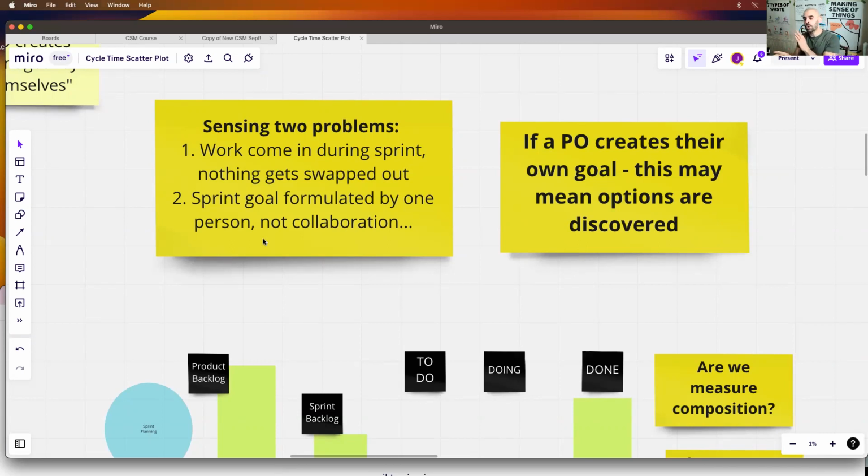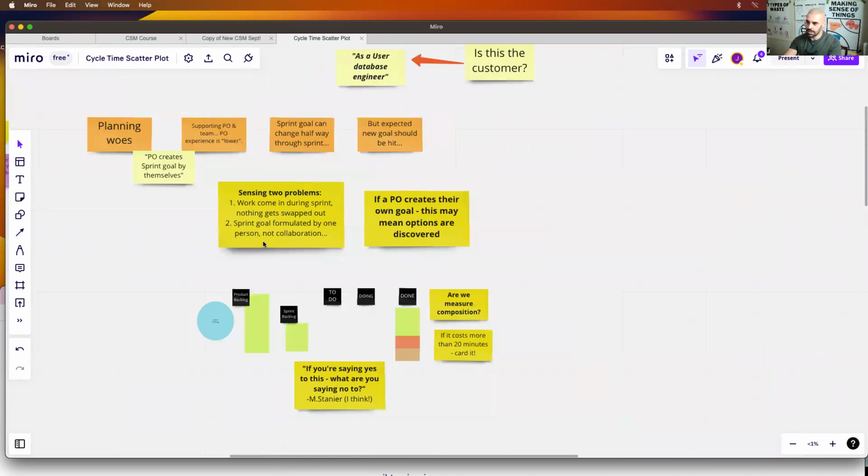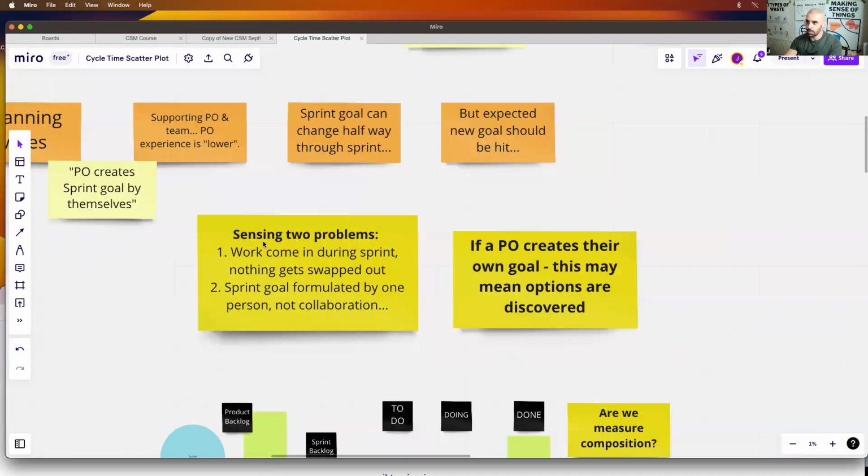So instead of the PO creating the sprint goal by themselves, this should be a collaborative effort that happens in the sprint planning. The product owner walks in, they may have a goal or an objective in their mind, but we're looking to collaborate, discuss, and even negotiate, because we want the people doing the work to inform the art of the possible, which is the goal, with the product owner. So these are a couple of things we recommended, and that's where we got to.